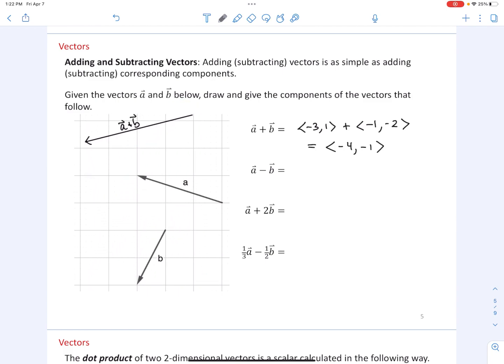Okay, let's do vector A minus vector B. Right, vector A, its components, and then minus, and then vector B. And then here you do the same thing, but you just make sure you distribute the negative and then combine. And so we have -3 minus -1, that's -3 plus 1, which is -2. And we have 1 minus -2, which is 1 plus 2, and we get 3. So these are the components of the vector that's produced when you do A minus B.